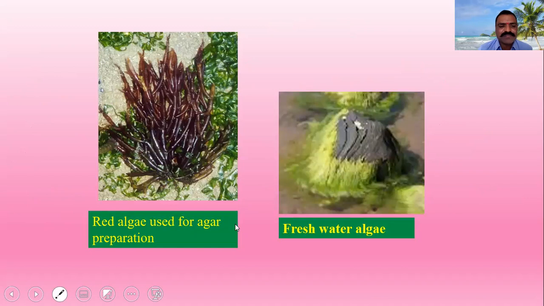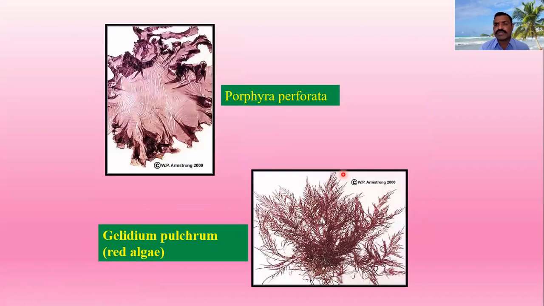Okay, so in this slide, what we observed is the red algae used for agar preparation. See here, this is red algae: Gelidium, Gracilaria. The thallus, or plant body, is used for making agar. Even fresh water algae is also used for agar. In this image we observed Gelidium pulchellum, which belongs to red algae, but the upper image is Porphyra perforata, belonging to brown algae, Phaeophyceae, and the bottom algae belongs to red algae, Rhodophyceae.